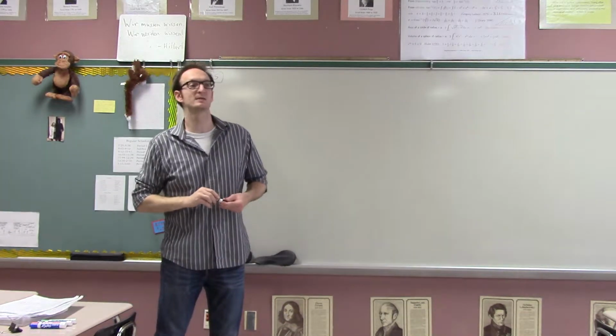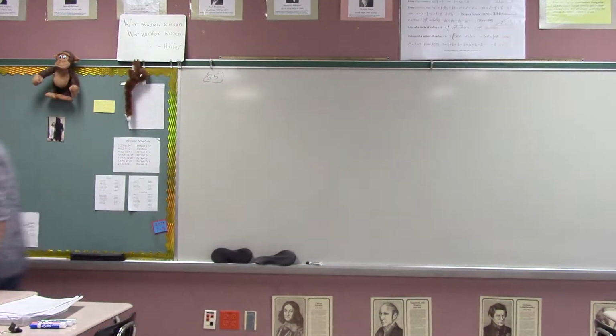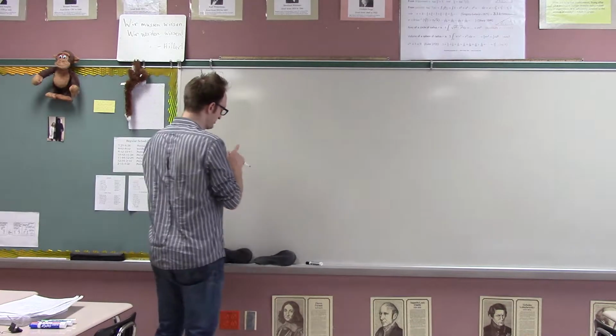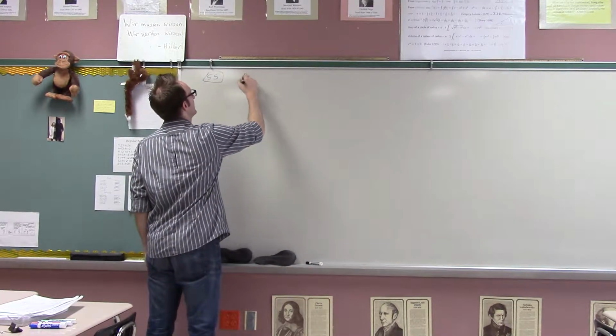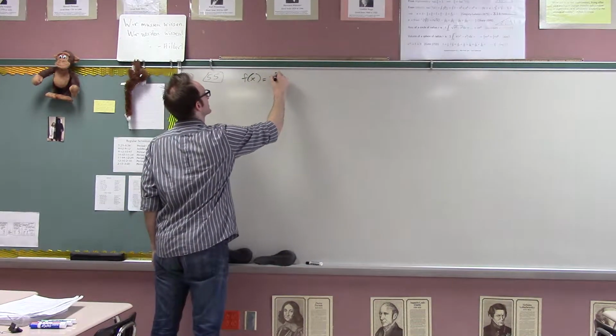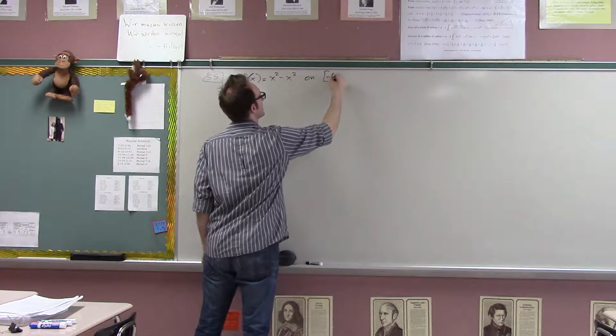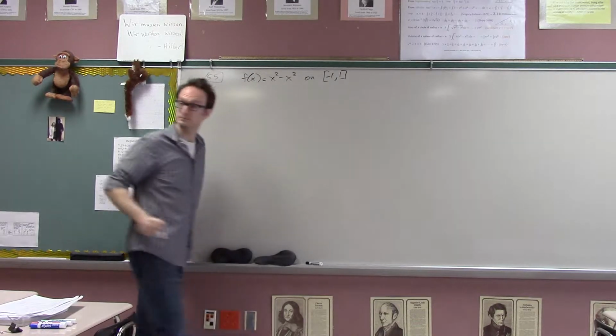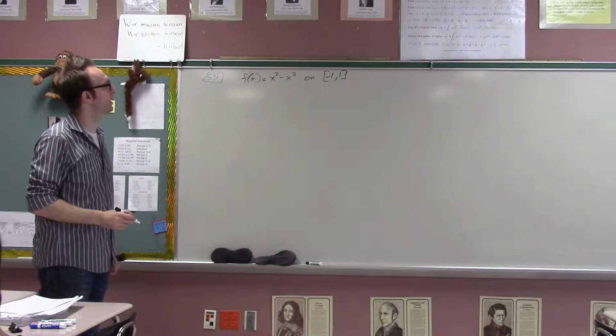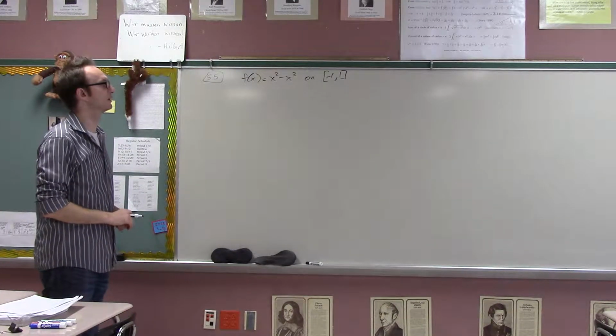55 is this problem. I believe the function is something like x squared minus x cubed, right? So f of x is x squared minus x cubed, and we're doing this on the interval from -1 to 1. And the goal is to find the area.